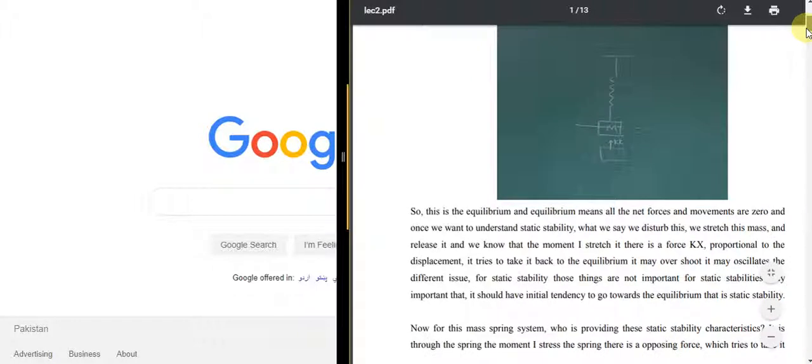kx. Equilibrium means all the net forces and moments are zero. This is the definition of an equilibrium, and that's perfectly okay. And once we want to understand static stability, we disturb this, we stretch this mass and release it, and we know that the moment I stretch it, there is a force kx proportional to the displacement. It tries to take it back to the equilibrium. It may overshoot, it may oscillate. Those are different issues, not important for static stability. What is important is that it should have the initial tendency to go towards the equilibrium. That is static stability.